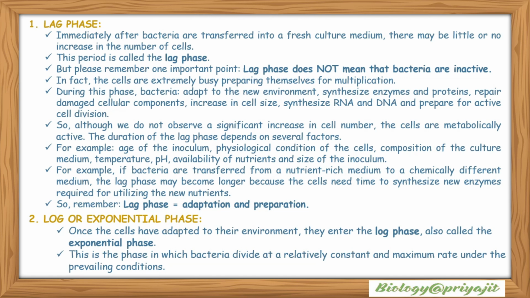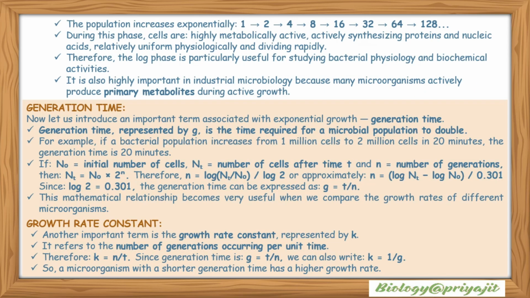Second one is the log phase or exponential phase. Once the cells have adapted to their environment, they enter the log phase, also called the exponential phase. This is the phase in which bacteria divide at a relatively constant and maximum rate under the prevailing conditions. The population increases exponentially: 1 to 2, 2 to 4, 4 to 8, 8 to 16, 16 to 32, then 64, then 128, and so on.